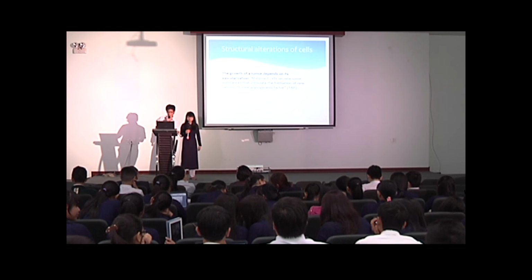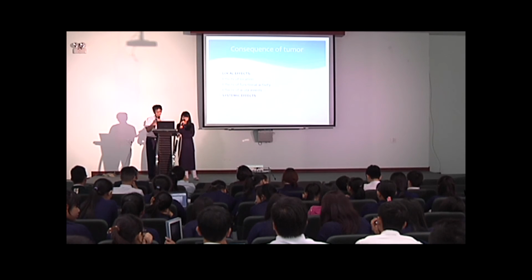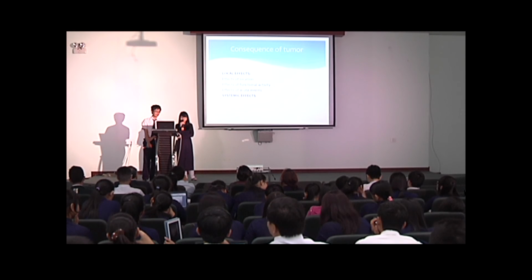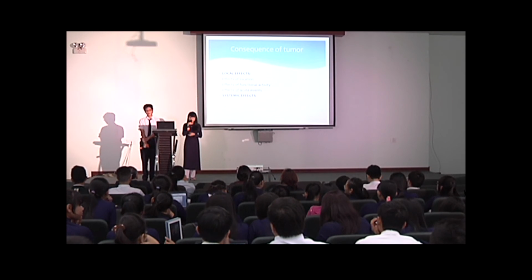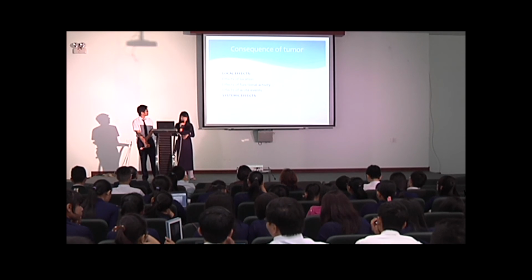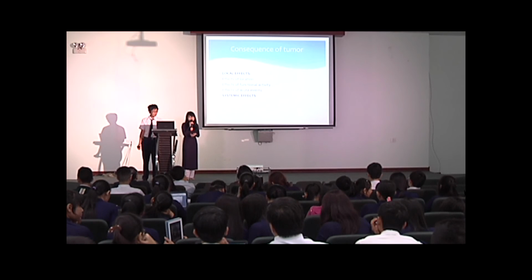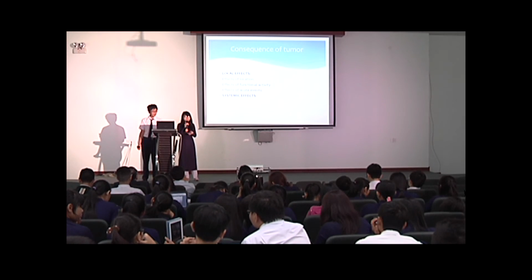Next is the hormones section. To finish the presentation, I will tell you the consequences of tumor. There are two kinds of consequences of tumor: local effects and systemic effects. Local effects include effects of location, effects of functional activity, and effects of acute events.